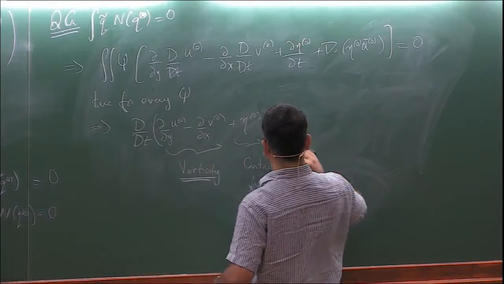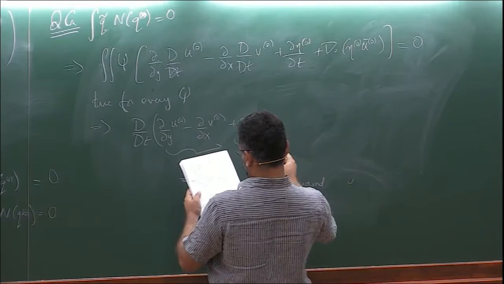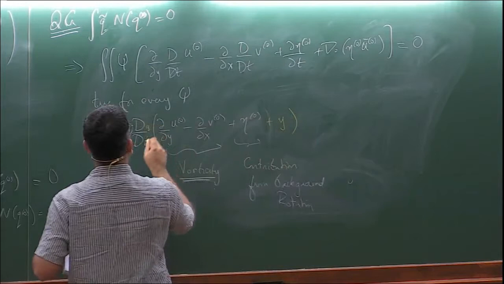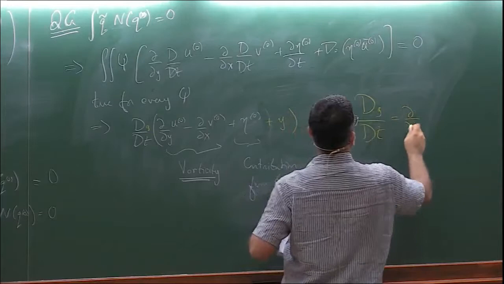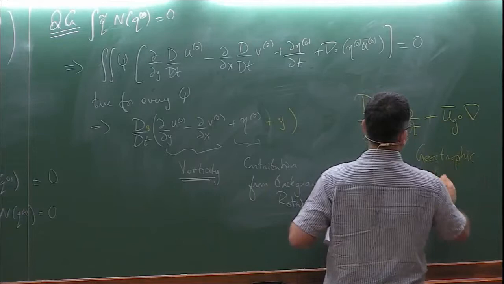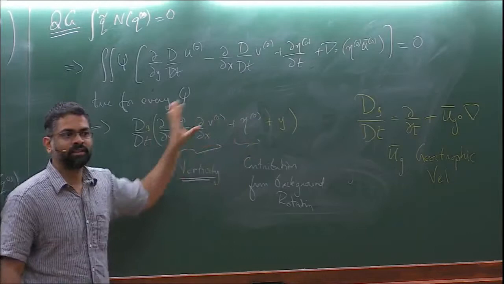So the beta plane approximation would give me... by the way, that should be that. Dg/dt is d/dt plus the geostrophic velocity dotted with the gradient. Okay. And that's useful because at this level, the geostrophic velocity is actually defined in terms of eta. So this is a completely self-consistent equation. You don't need to go to higher order.